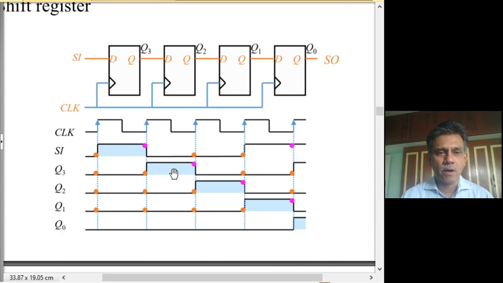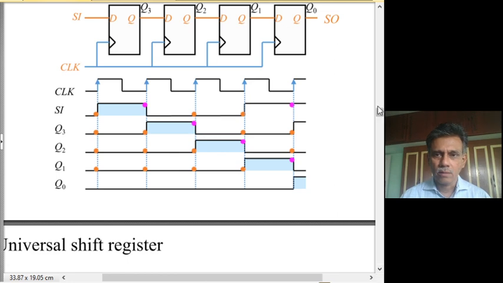And in the next clock period, it will move on to and become available in the second flip-flop and be available as Q2 and then to Q3, Q1 and then to Q0 and so on.